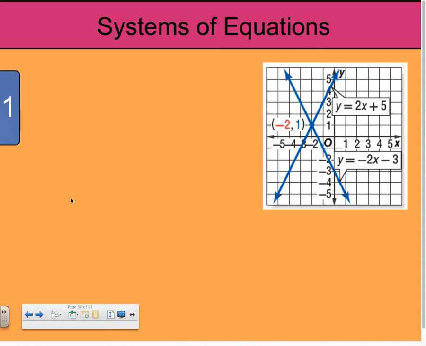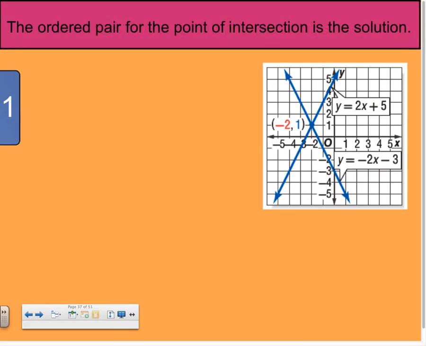And what we're trying to do when we solve a system of equations is find out where those two lines cross. The ordered pair for the point of intersection is the solution. If we look carefully at this graph on the screen, we've got two lines and they cross at this point. This is where they intersect. That point of intersection is our solution, and that happens to be the point -2, 1. And that is the solution of the system of equations.